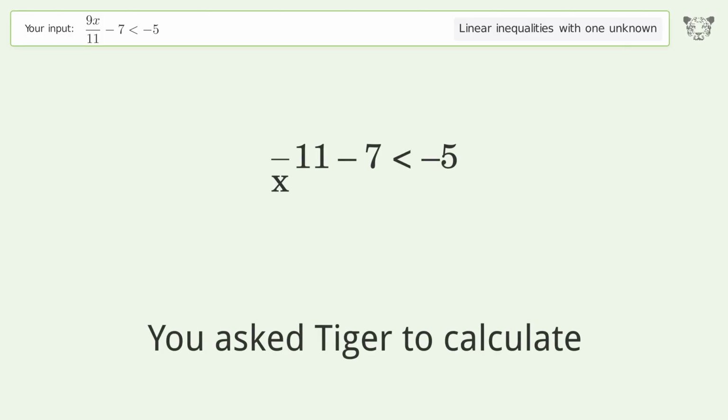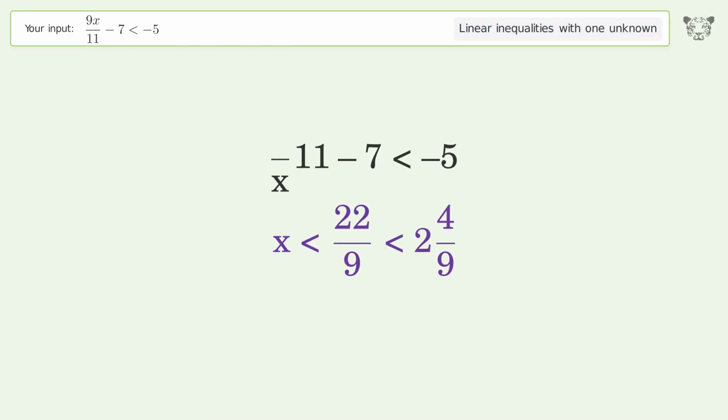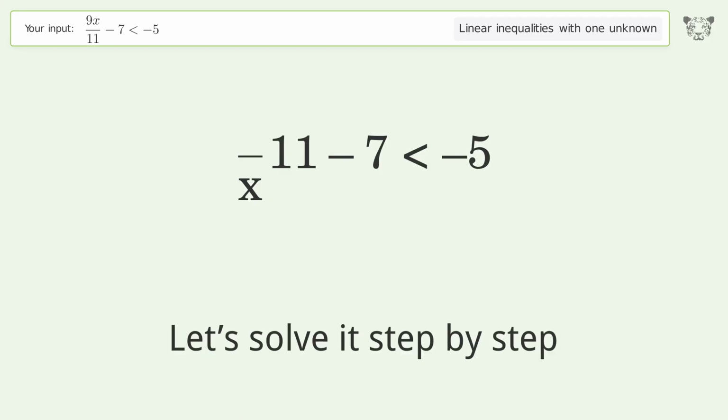You ask Tiger to calculate. This deals with linear inequalities with one unknown. The final result is x smaller than 22 over 9 smaller than 24 over 9. Let's solve it step by step.